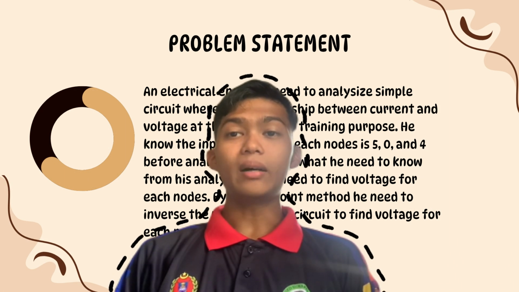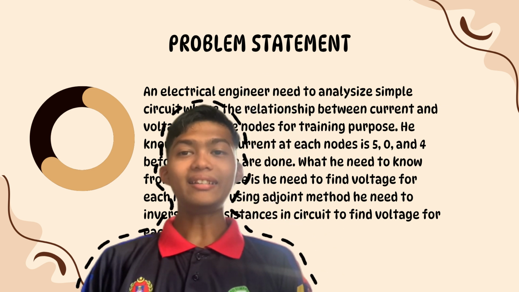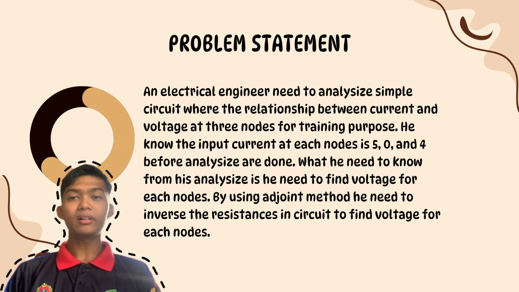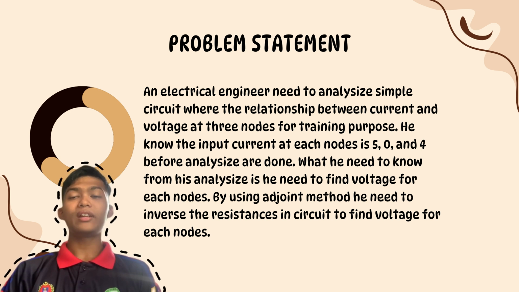Now, let's jump to the problem statement. An electrical engineer needs to analyze a simple circuit where the relationship between current and voltage at the 3 nodes is studied for training purposes. He knows the input current at each node is 5, 0, and 4 before the analysis is done. What he needs to know from his analysis is the voltage for each node. By using the adjoint method, he needs to invert the resistance in the circuit to find the voltage for each node.